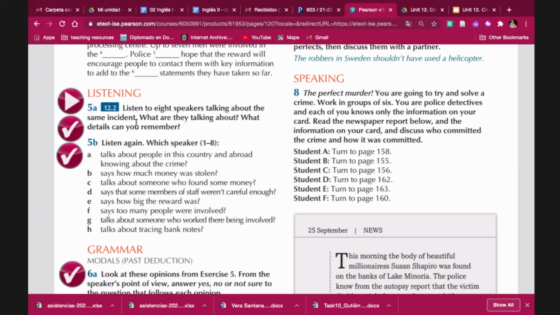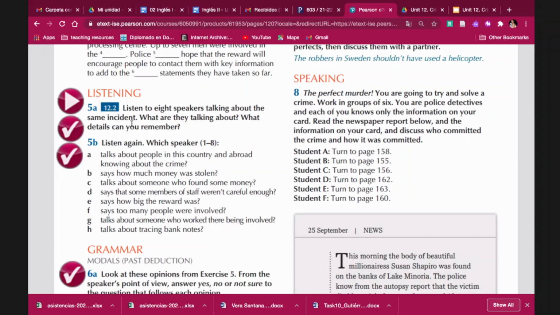Thank you. Esther, please, the last one, letter H. It's speaker number 5. So speaker number 5 talks about tracing banknotes, okay? It says, banks have become much better at tracking banknotes, so there is a possibility that they might have traced some of the cash. So again, another example of third conditional, okay? Because since the police are getting better, they might have, okay?